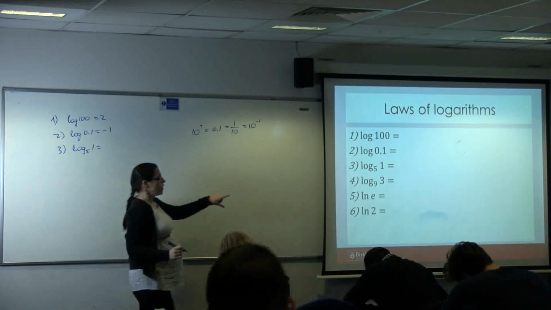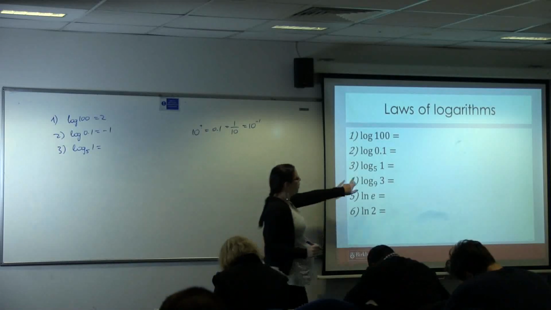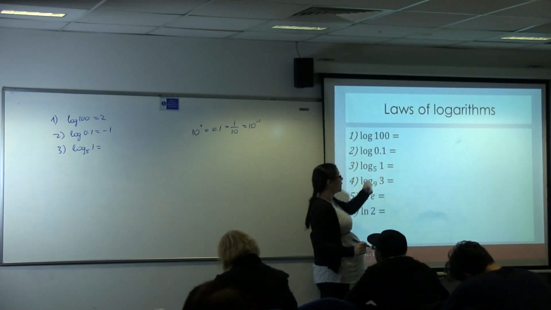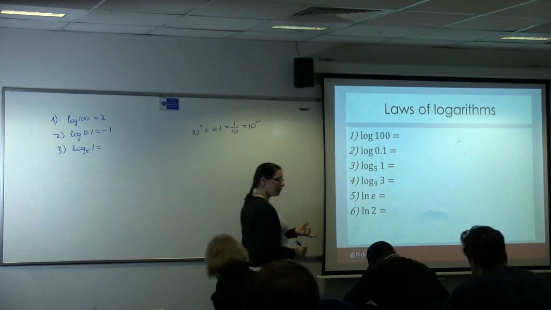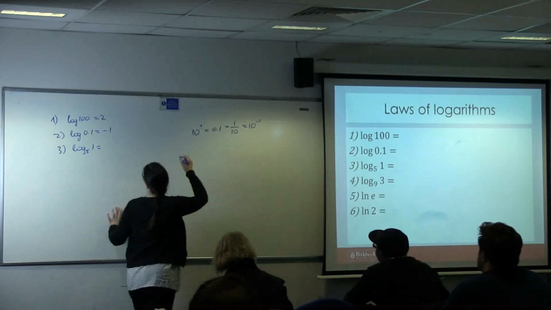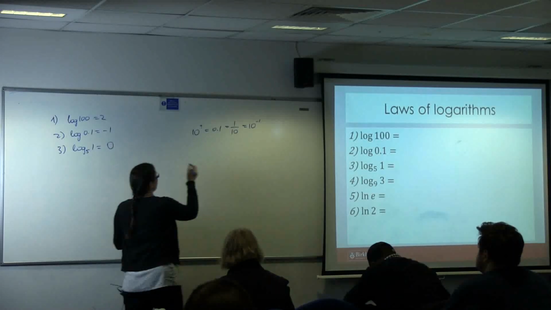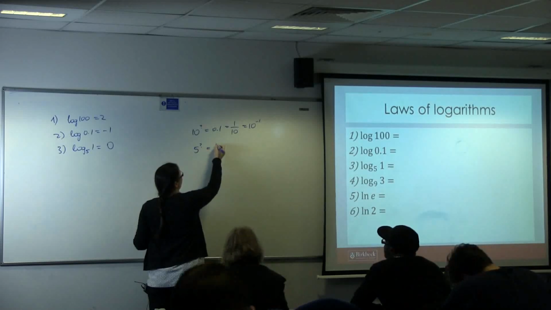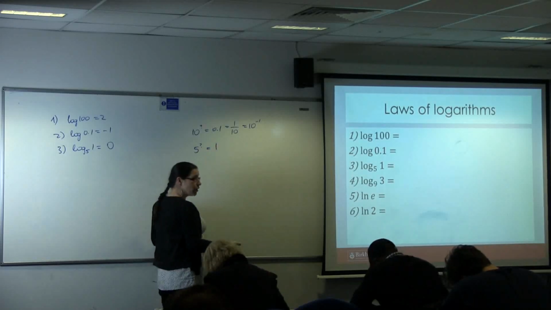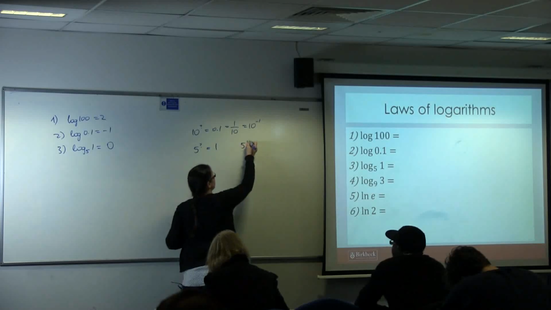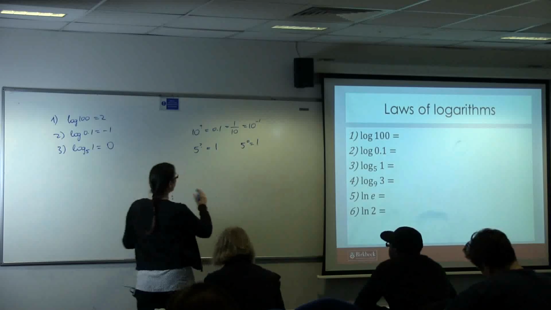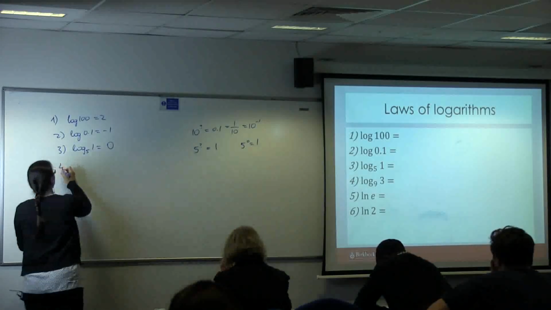Now, change the base. Log base 5 of 1, what is that equal to? Again, exactly, it is 0, because the question is, what power do I need to raise 5 to get to 1? And by definition, every number to the 0 power is always equal to 1.